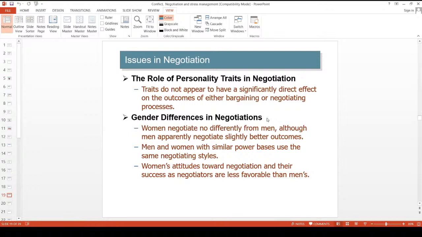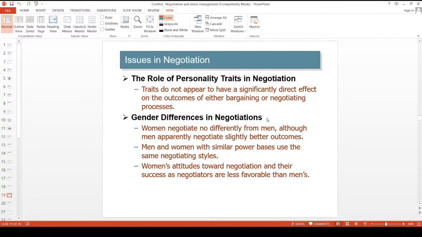The traits do not appear to have a significantly direct effect on the outcomes of either the bargaining or negotiating processes. So what the research says is that these personality traits do not have a significant direct or indirect effect on the outcomes of either the bargaining or the negotiation process. Now, these results are on the basis of certain research done by different theorists. So overall assessments of the personality-negotiation relationship find that personality traits have no significant direct effect on either the bargaining process or the negotiation process.